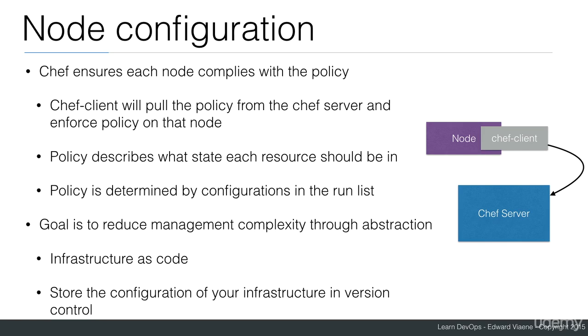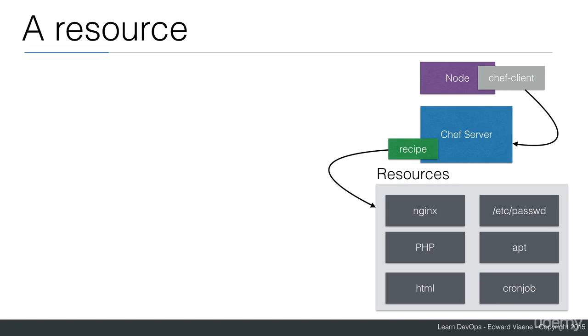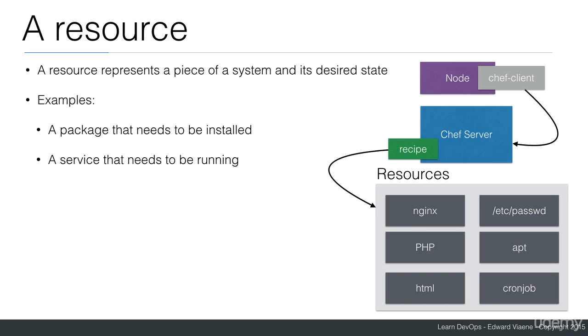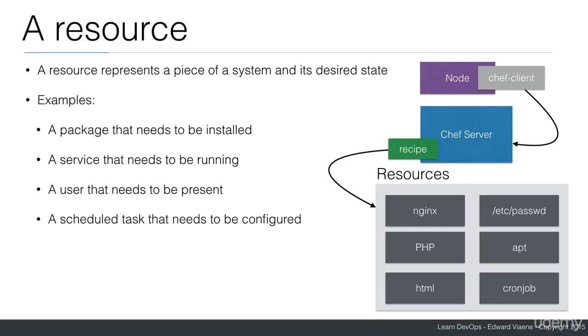A resource represents a piece of a system and its desired state, shown in the gray box on the right. For example, a package that needs to be installed, a service that needs to be running, a user that needs to be present, a scheduled task that needs to be configured. Resources are the building blocks of Chef configuration.